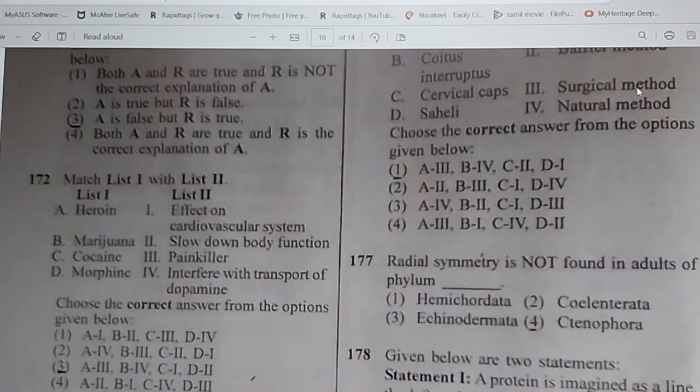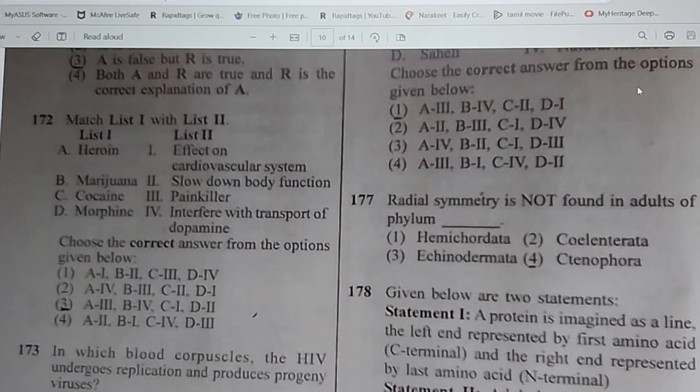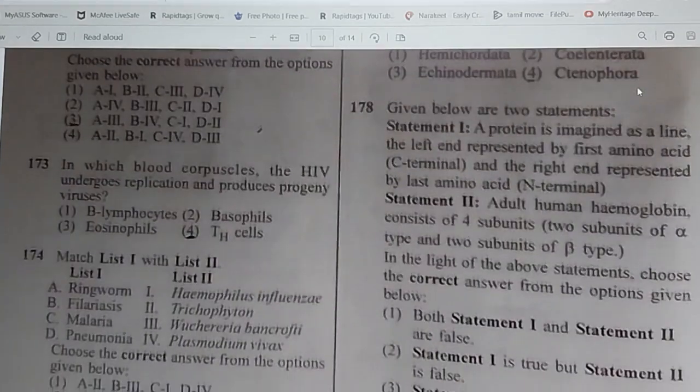Then 172, we have to match. Heroin will slow down body function. Marijuana is the effect on cardiovascular system. Cocaine only interferes with the transport of dopamine, and morphine is a painkiller. Yes, it is option D, 172.